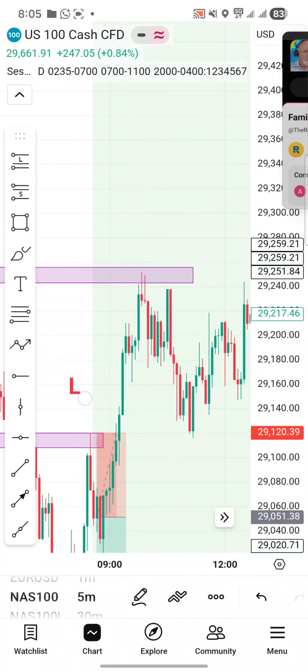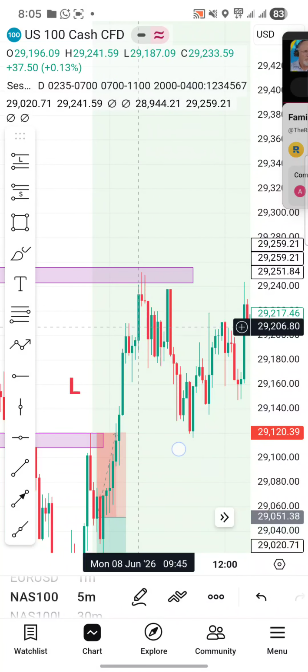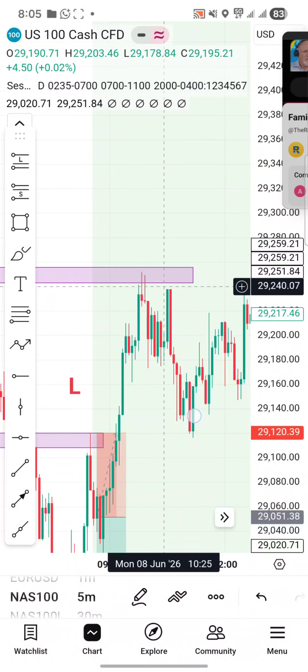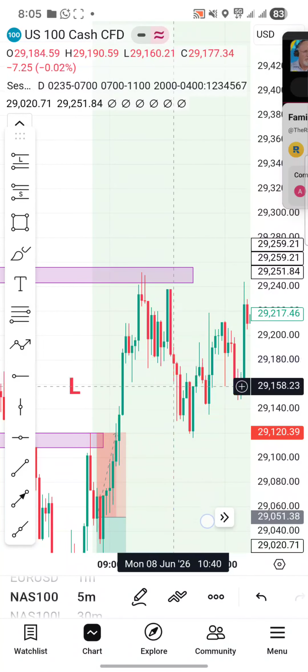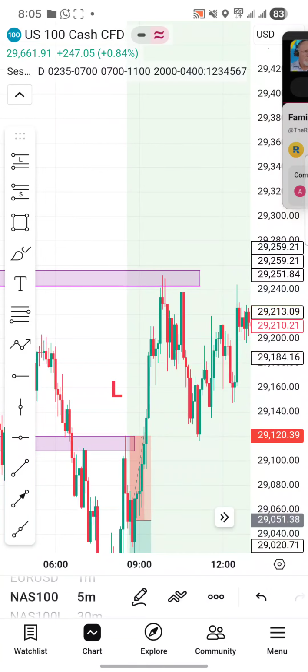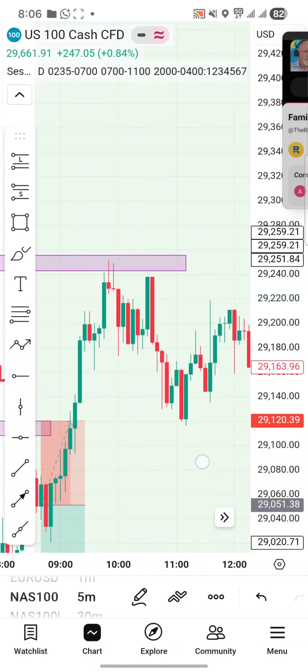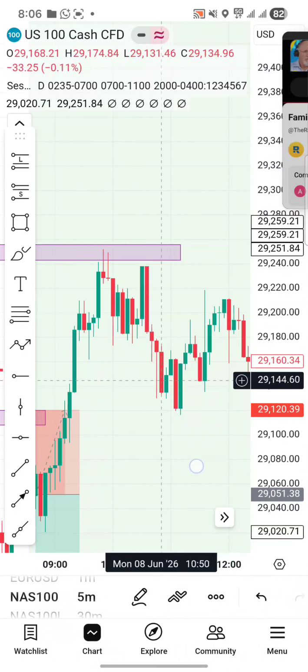So looking back, I shouldn't have taken this, and I shouldn't have taken this. This also isn't a trade. This candle's too big for it to have been a trade. So really the next trade comes here, which is actually also a loss because these two candles here are big enough for me to get a trade off.